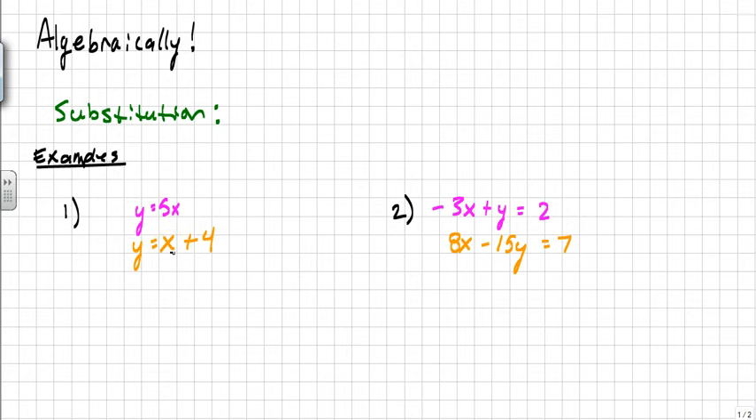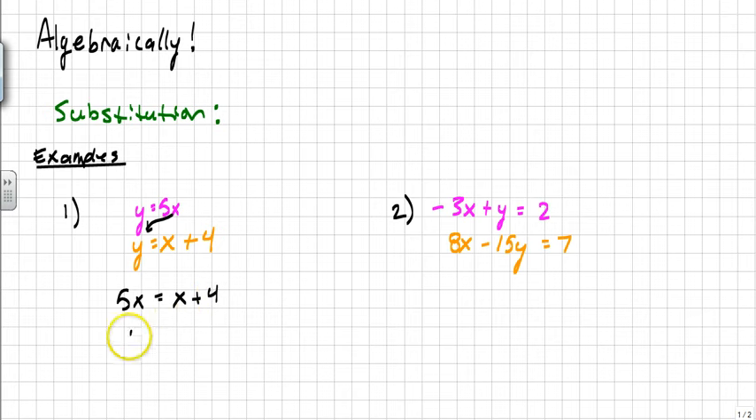So in my first example, I already have it set y equals. So there's two ways I can solve this. I can take the fact that y equals 5x and plug that into my second equation. So every place I have a y, I would plug in 5x. That's one way to do it. So let's try it that way. I'm going to take 5x and plug it in for that y right there. So instead of y, I'm writing 5x equals x plus 4.